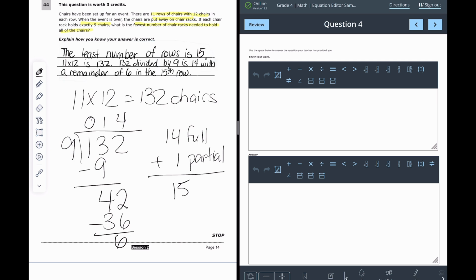So this is kind of what you would need in order to get your full points. The least number of racks is 15. And then explaining, because here I'm not showing my work, 11 times 12 is 132. 132 divided by 9 is 14, with a remainder of 6 in the 15th rack. That's it. So that's all I would have to type here in my box.